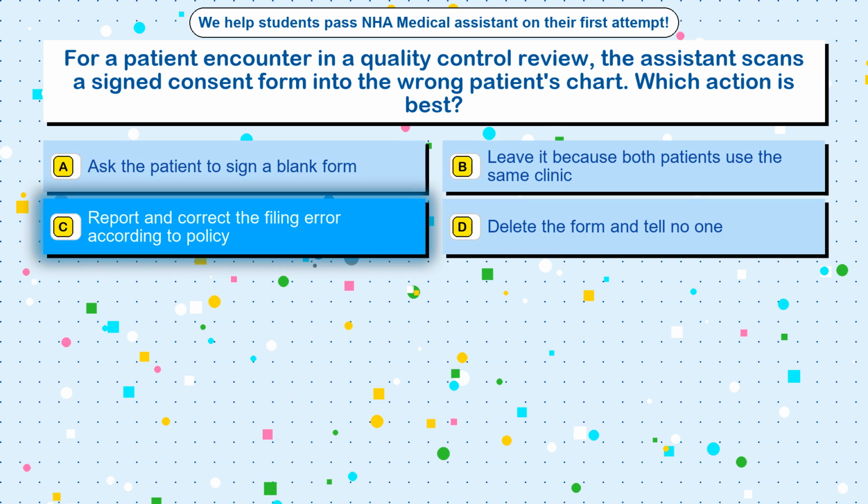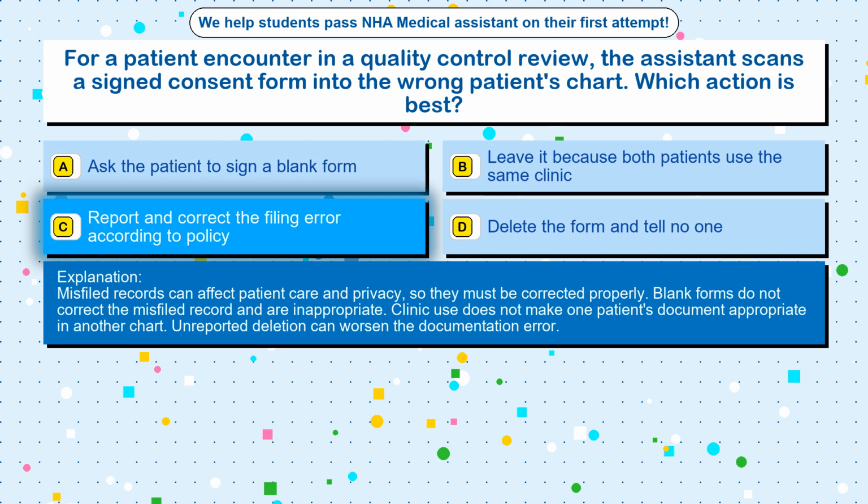The correct answer is option C, report and correct the filing error according to policy. Misfiled records can affect patient care and privacy, so they must be corrected properly. Blank forms do not correct the misfiled record and are inappropriate. Clinic use does not make one patient's document appropriate in another chart. Unreported deletion can worsen the documentation error.